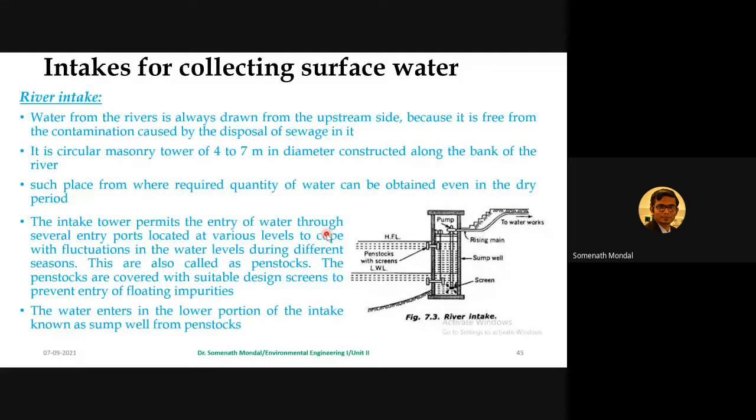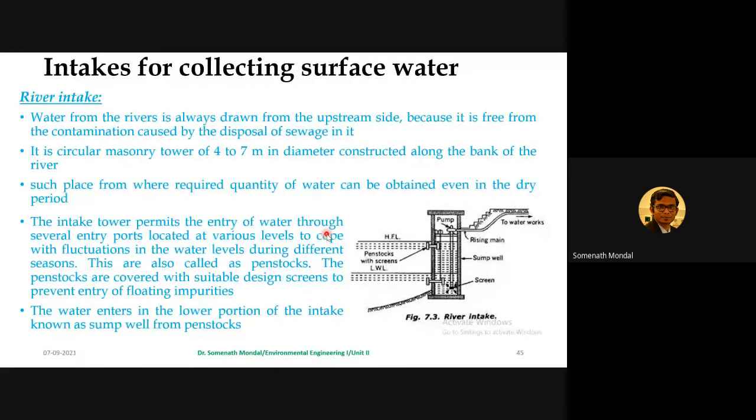They are either located sufficiently inside the river so that the demands of water are met with all the seasonal variation of the year, or they may be located near the river bank where a sufficient depth of water is available. Now, sometimes an approach channel is constructed and the water is led to the intake tower. So this is very important to remember.